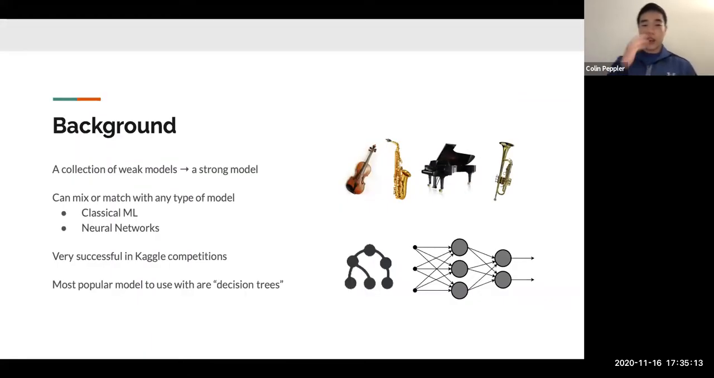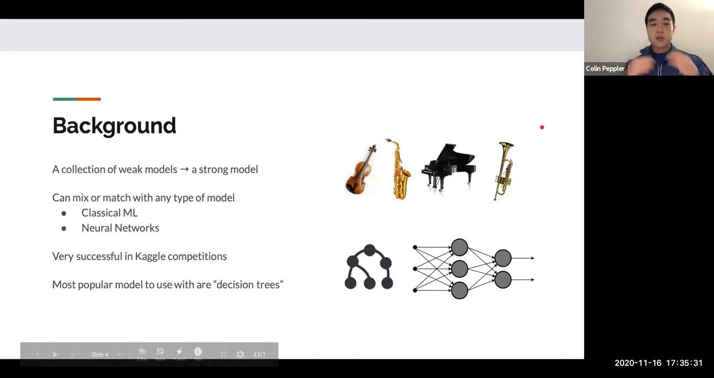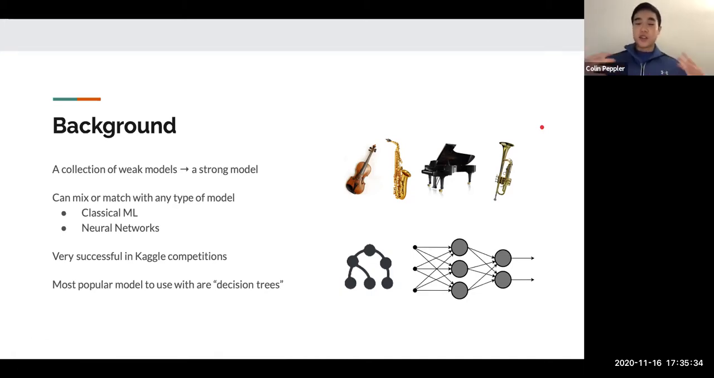All right. And so the motivation is we want to take a collection of weak models, and together they're going to work together as a strong model. So it's like the idea of teamwork, right? So here we have instruments, and by themselves the instruments are good, but together they can become very, very powerful and louder and so on. So with ensemble learning, you can mix them with any type of model. So any model that's ever been created, you can use it in ensemble learning.